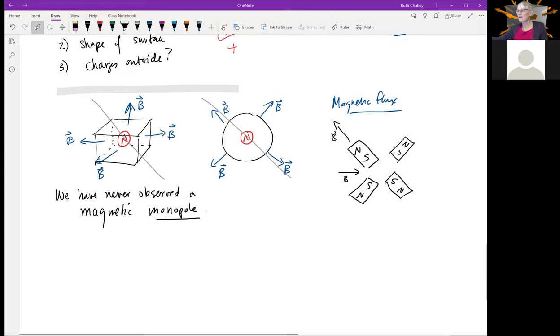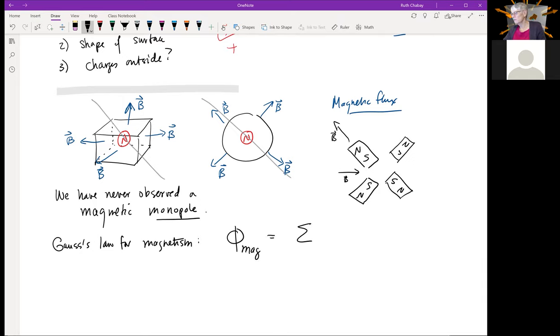And so Gauss's law for magnetism is that the magnetic flux, which is the sum of B dot n hat delta A over a closed surface, must be zero. Well, so the question is, are magnetic monopoles impossible to create, or have they just never been observed? And I think we don't know the answer to that.